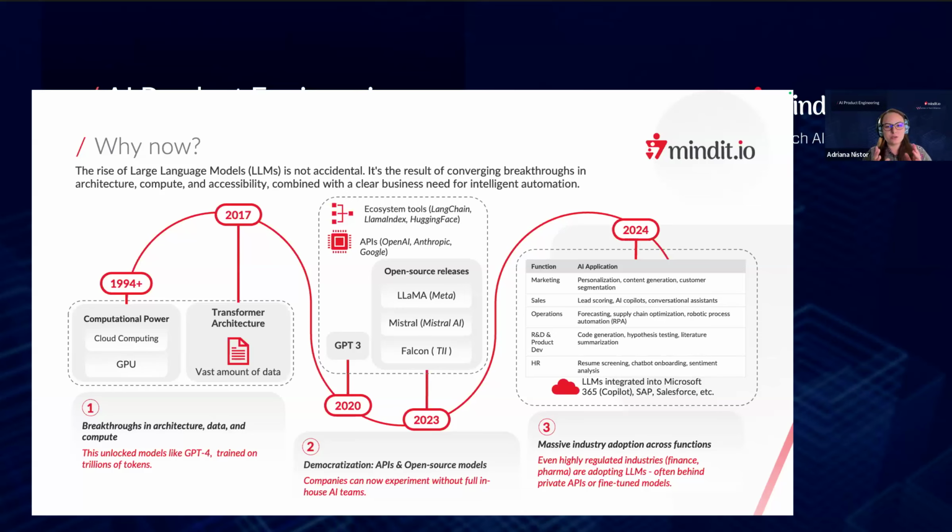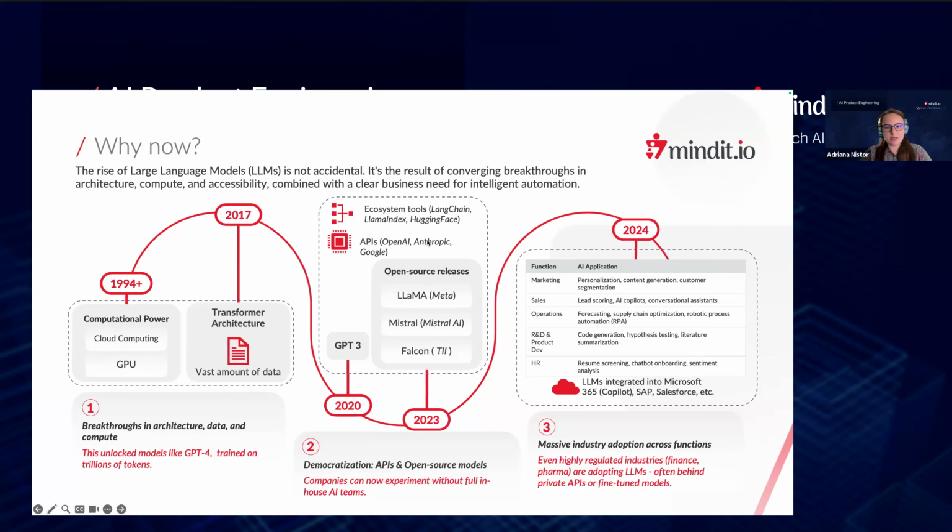So there are three forces that are converging that can explain why LLMs are booming right now. First, we finally hit the right combination of architecture, data scale, and compute power. The transformer model that I showed in the previous slide replaced the RNNs and CNNs in language tasks. Then we saw that scaling these models, concretely giving them more data and more parameters, kept improving the performance in unexpected ways.